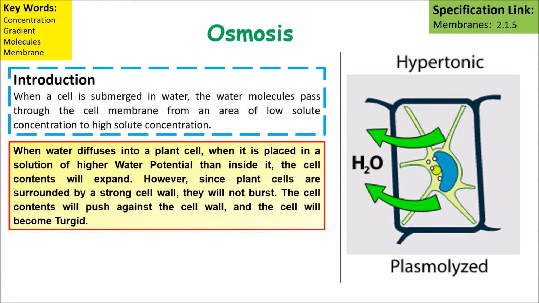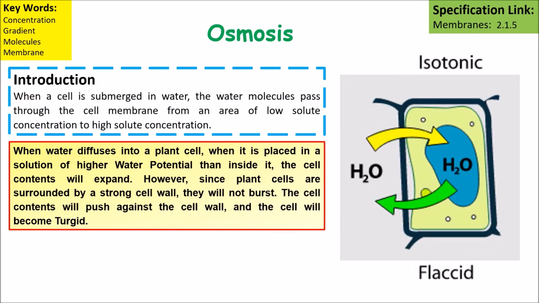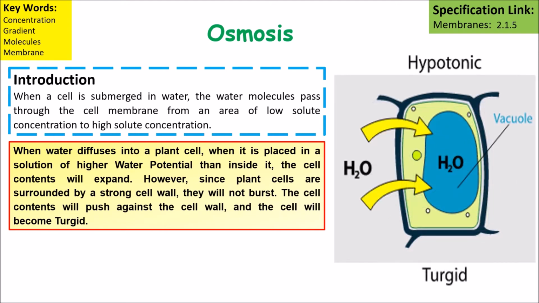So we can see from that diagram there that in a hypertonic solution, water will move out of the cell and the cell will become plasmolysed. In an isotonic solution, so that's a solution where you have an equal water concentration inside and outside, water will just move in and out and the cell won't get any bigger or smaller. And in a hypotonic solution, where the water potential outside of the cell is a lot higher than inside, water will move into the cell and cause it to become turgid.